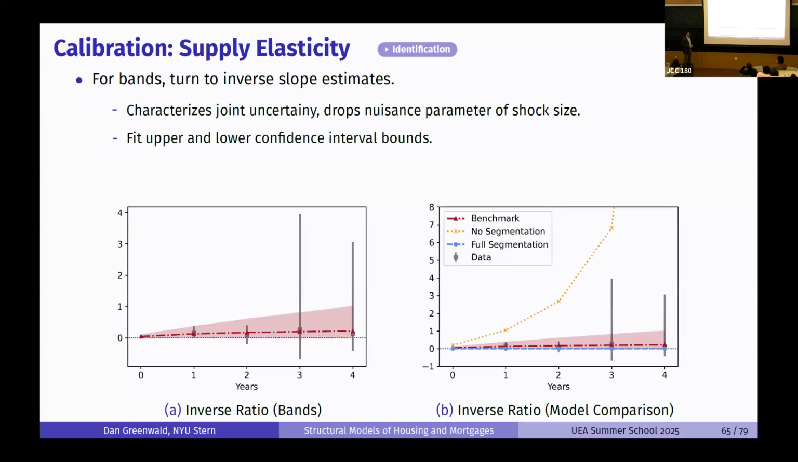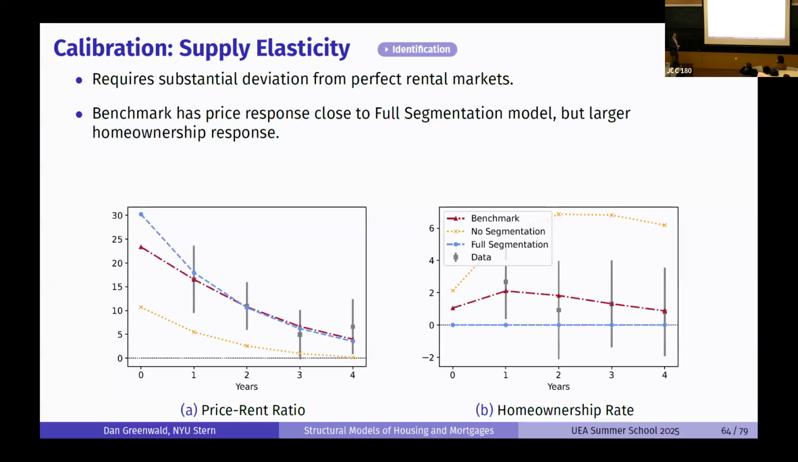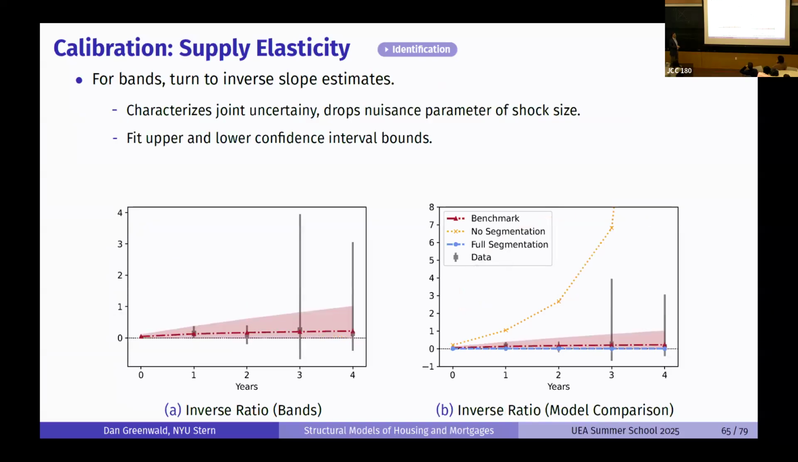All right. We can add confidence intervals to this. But the point is that when you look at this inverse ratio, the yellow line might look okay. But if you represent it as a ratio, it looks totally crazy. So this is the benchmark. These are the empirical confidence intervals as well. You can see the no segmentation model is just flying off. We can reject it pretty easily. We actually can't reject the full segmentation model.